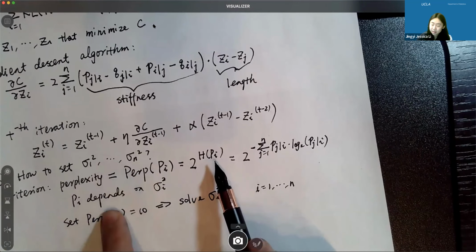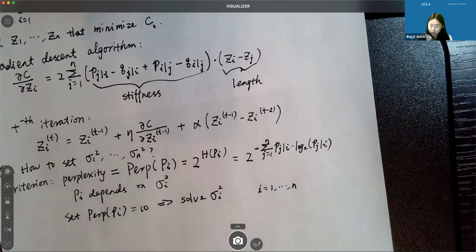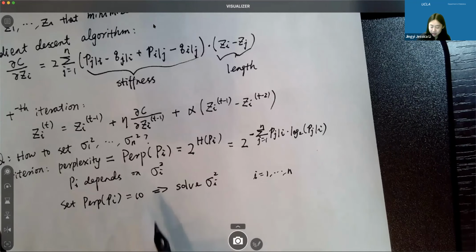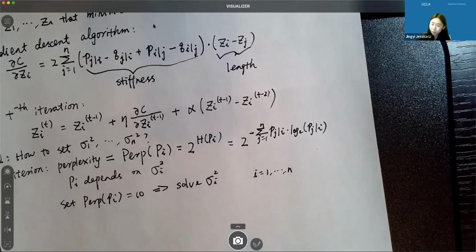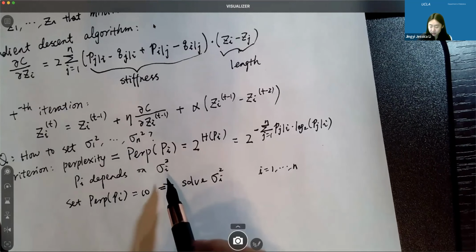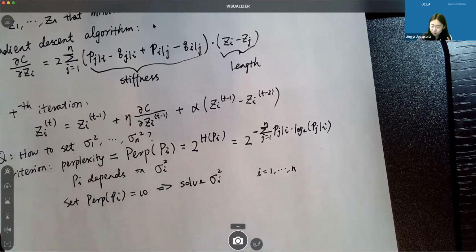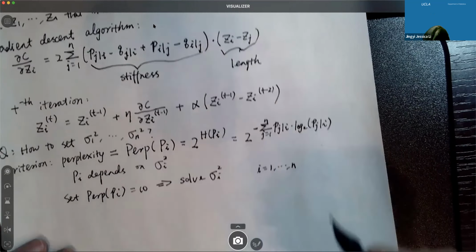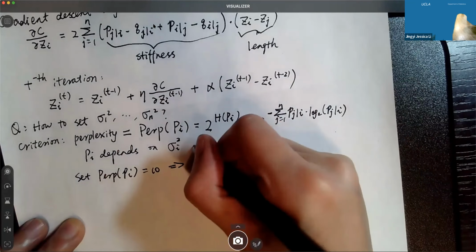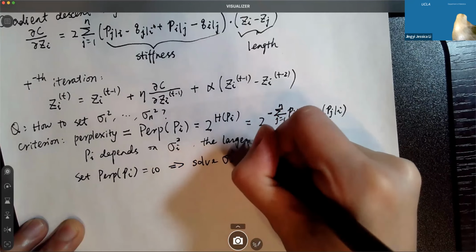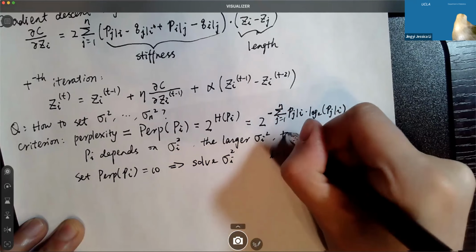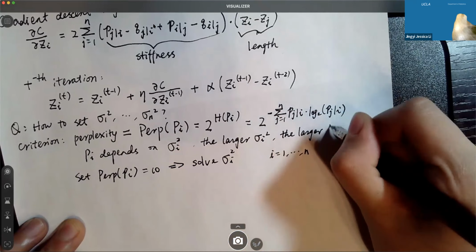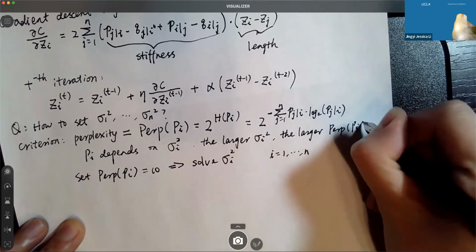So setting the perplexity, you have a monotone relationship with sigma i. Making the perplexity larger, you are going to consider more points as neighbors. In other words, the t-SNE algorithm is less local for preserving the densities or the distances. But if you set sigma i squared or perplexity to be low, then you are going to preserve more of the local structure. So let me just write this. It depends on this: the larger sigma i squared, the larger perp pi.